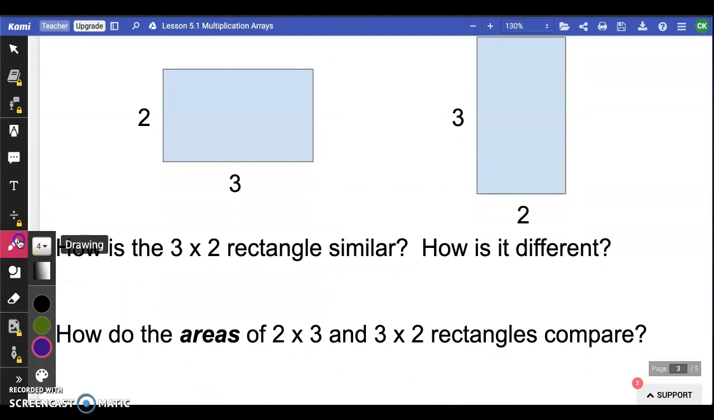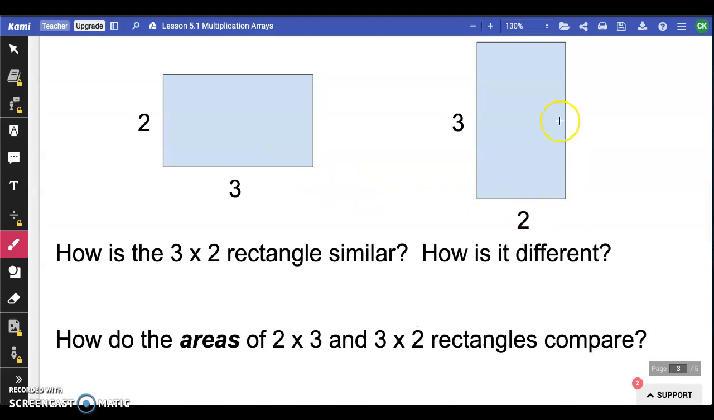So, next question is, we just saw a 2 by 3 rectangle like we see here. And next to it, we have a 3 by 2 rectangle. Question is, how is the 3 by 2 rectangle similar, and how is it different? Now you can probably see that the orientation is different. One looks wider than the other, and the other one looks taller. That's definitely a difference. However, you will notice that they are the same size. They're just not in the same position.